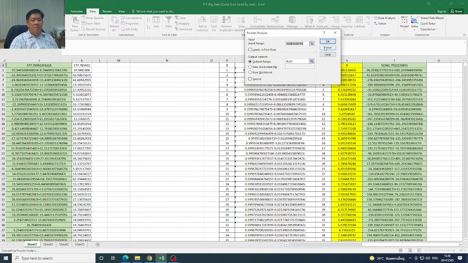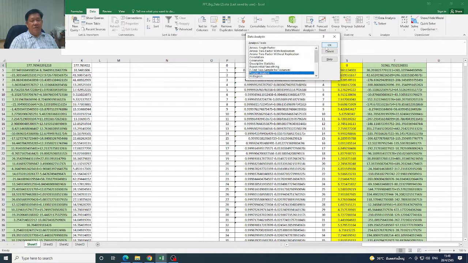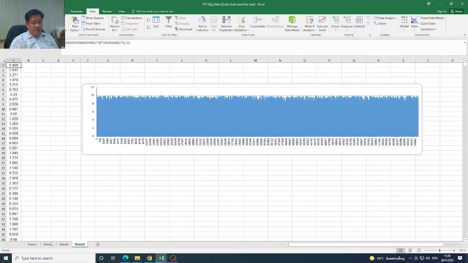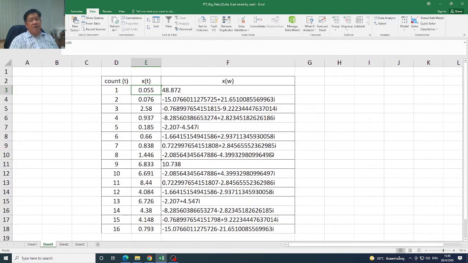So that's the problem when you apply Fourier analysis to this type of problem. Going back to sheet 5, there are two restrictions when using the Fourier analysis tool. The first is that the total number of data points must be an integer power of 2.